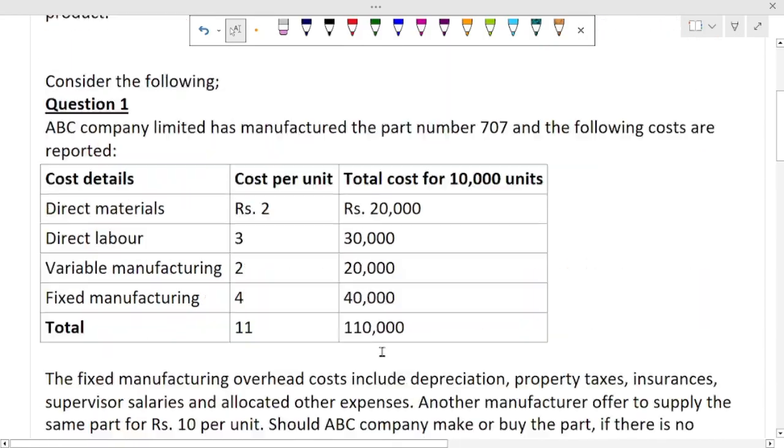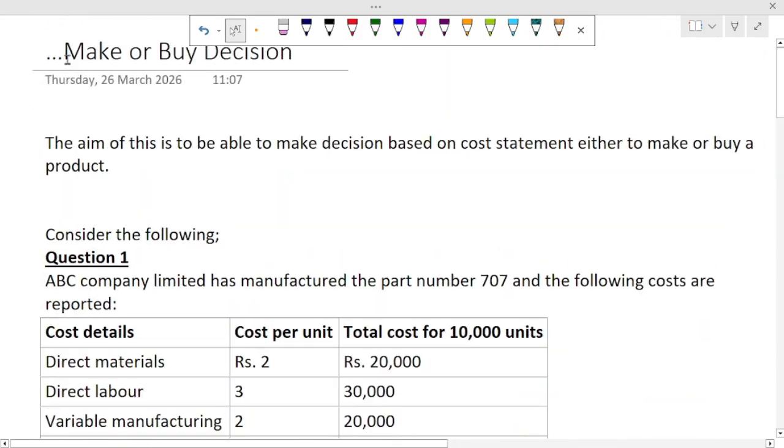So this brings us to the end of make or buy. Now I can take this out.